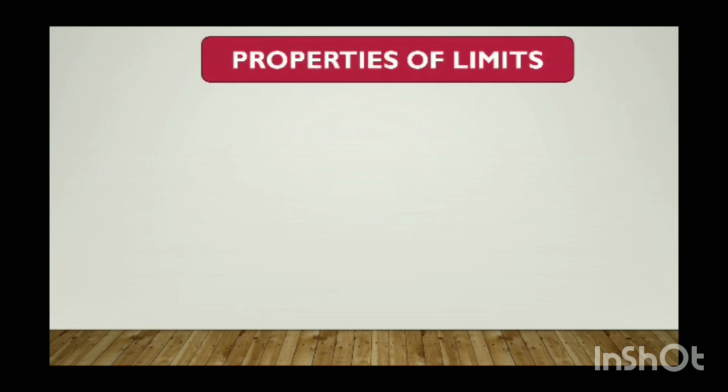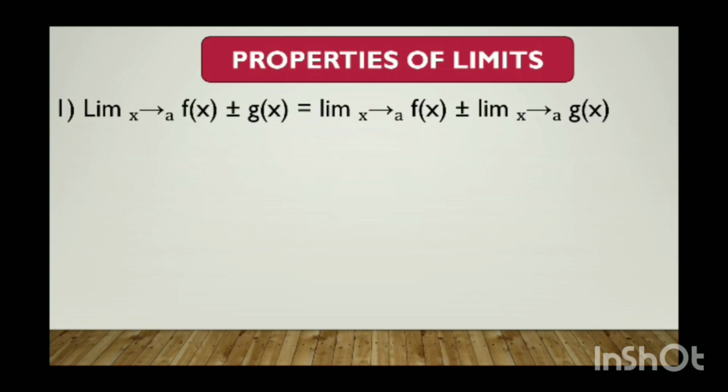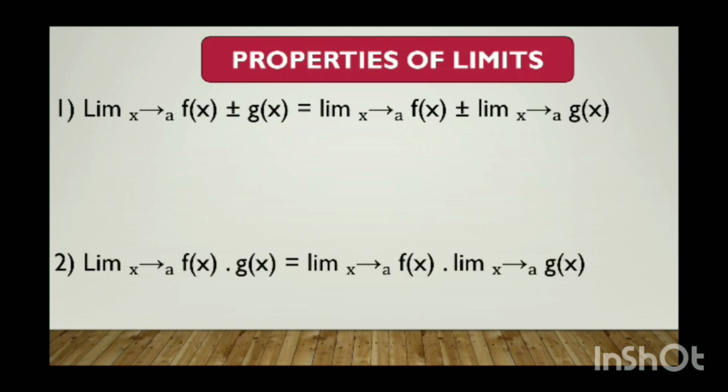Now let us move on to talk on the properties of limits. Alright, this is the first property. We have that the limit of a sum or the difference of two functions is equal to the sum or the difference of the limits. That is the first. So the limit of f of x plus or minus g of x will be the limit of f of x plus or minus the limit of g of x. So the limit of a sum is the sum of the limits, and the limit of a difference is the difference of the limits. Let's go to the second.